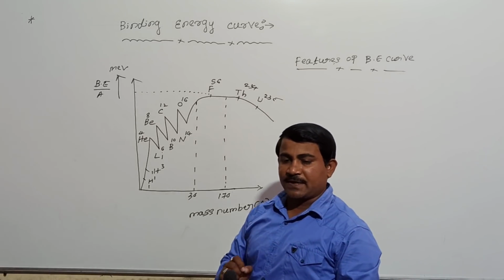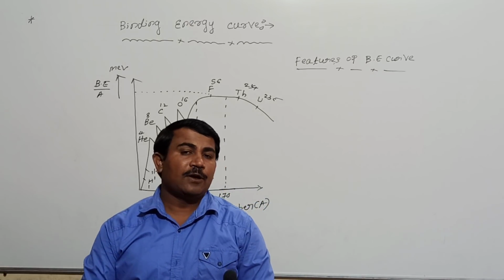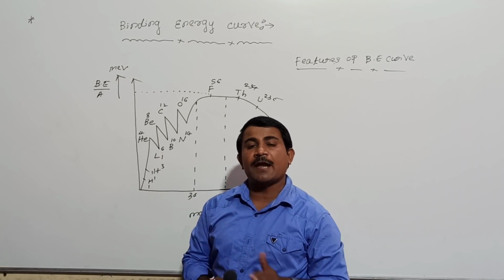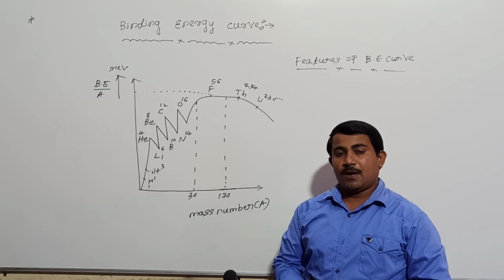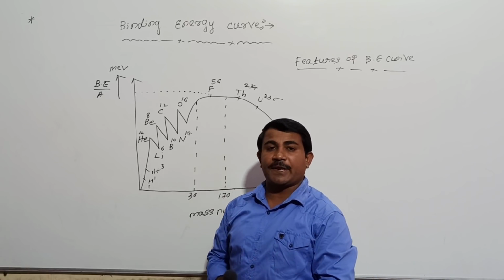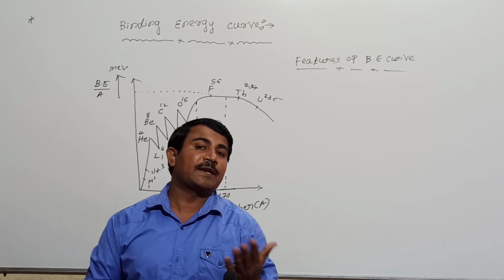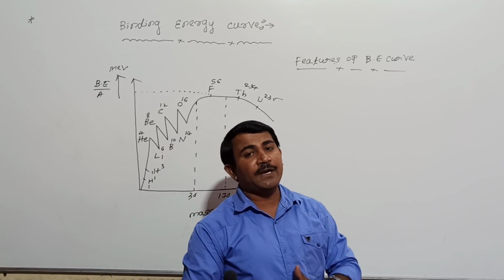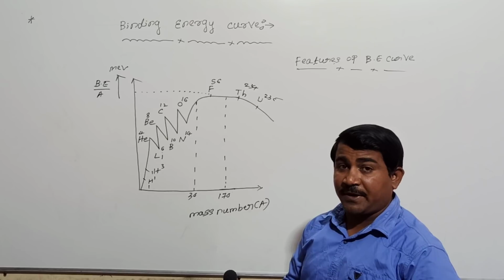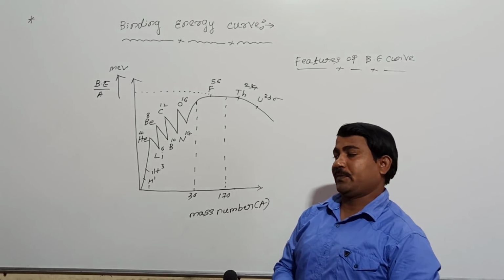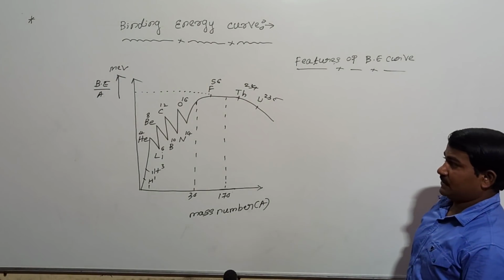The first significance is, first of all, we should know about the light nuclei and heavy nuclei. The elements whose mass number is less than 30, we call light nuclei, and the elements whose mass number is greater than 170, those are called heavy nuclei. Let us see the first significance.